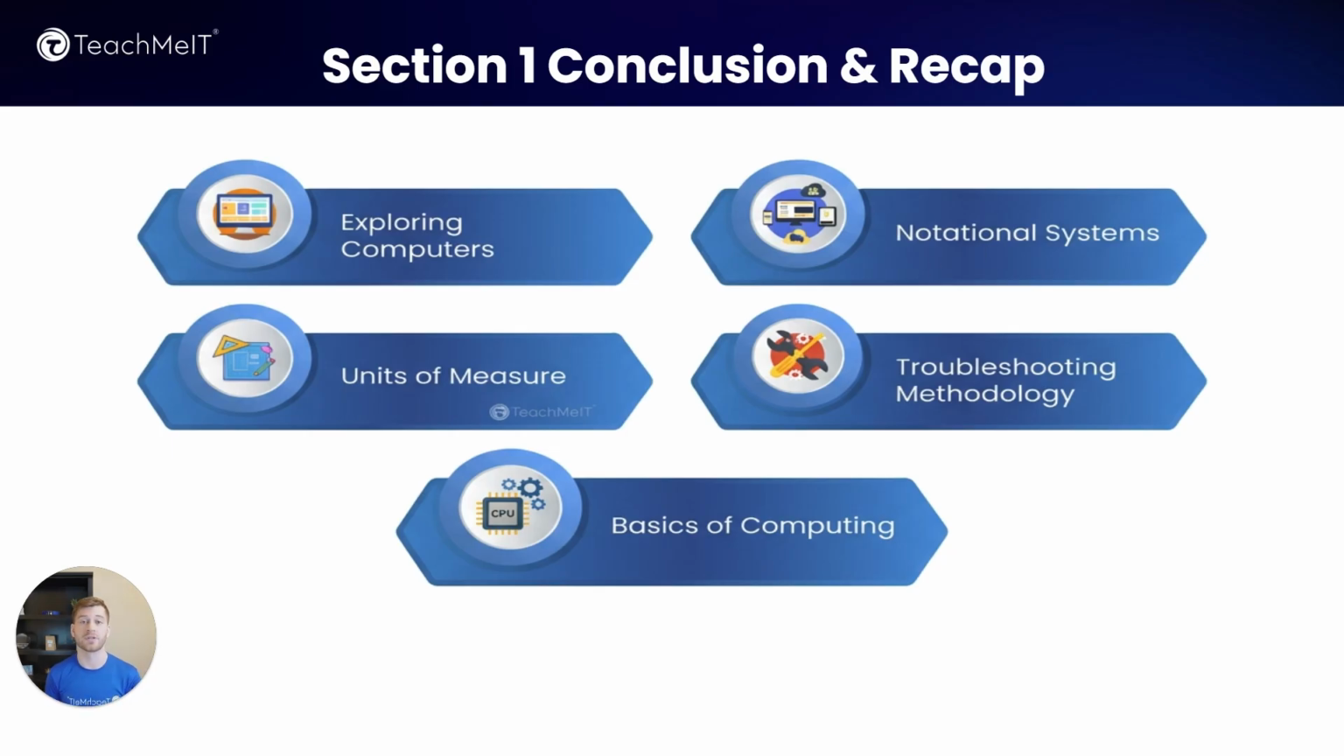Then we talked about units of measure. And remember, we have units of measure both for data storage as well as for data transfer. We talked about different types of concepts like throughput, and we talked about different types of concepts like data bandwidth as it relates to internet usage. We talked about various types of file sizes like bits and bytes, kilobytes, megabytes, gigabytes, as well as terabytes.